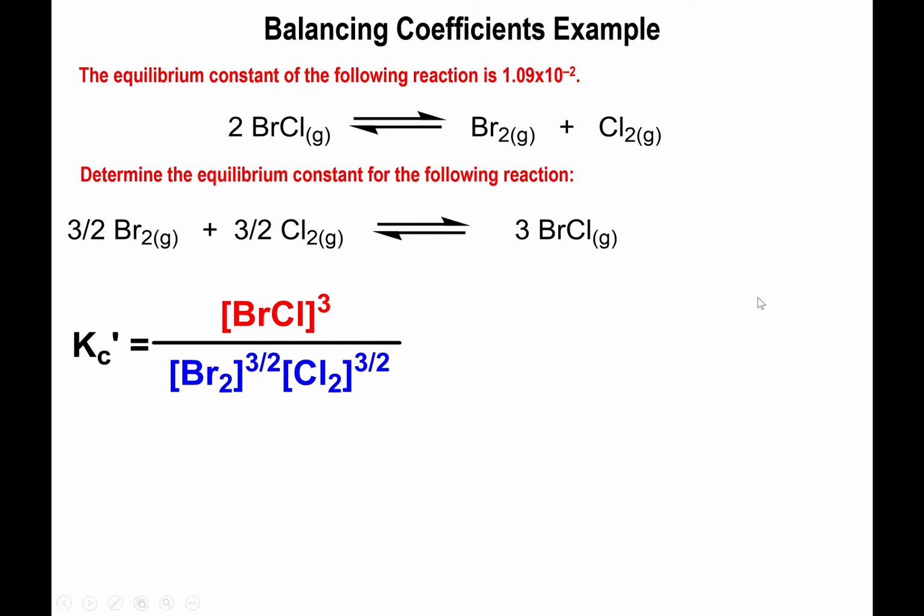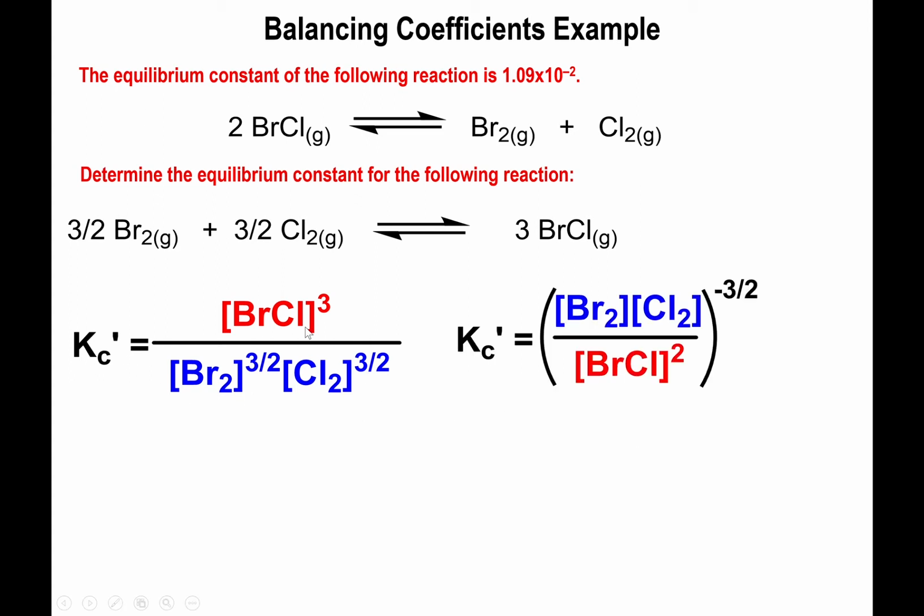So first things first, if you look at the expression, you have the concentration of BrCl raised to the third power, all divided by the concentration of Br2 to the 3/2 power times the concentration of Cl2 raised to the 3/2 power. That's the new equilibrium expression.